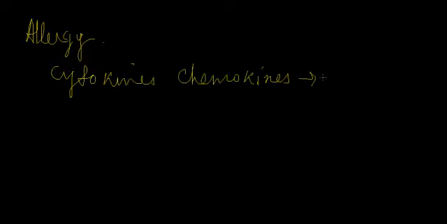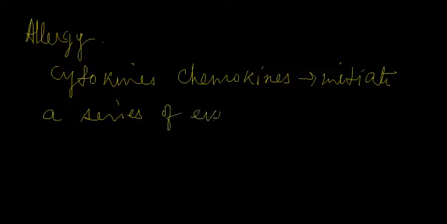It summons some special cells by releasing a particular type of substance called cytokines. So together these cytokines and chemokines initiate a chain of events, a series of events that can lead to constriction of bronchioles.